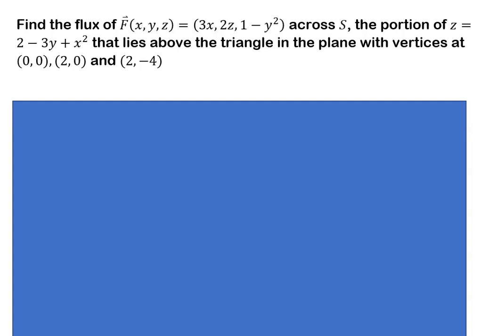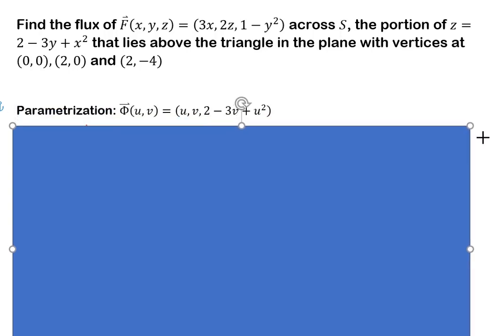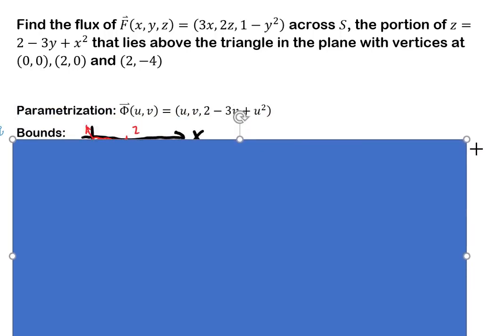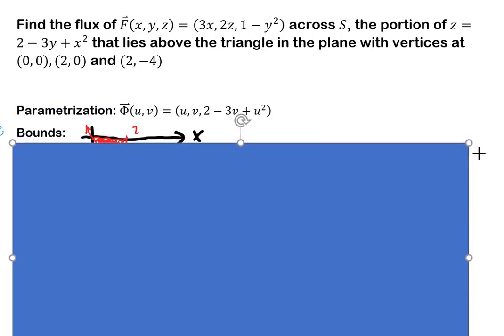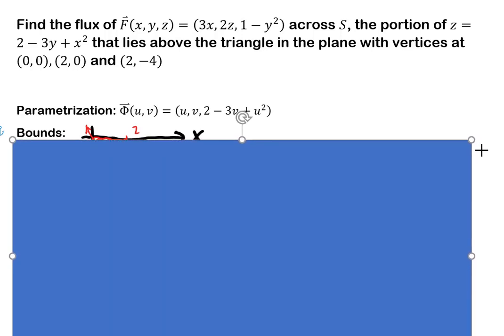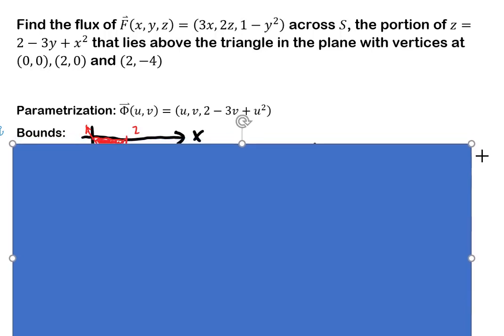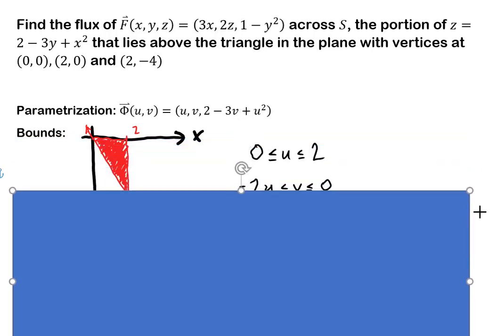We'll see that for the most part, this is going to be the same method, the same number of steps, but we need to do a little bit more work when finding out our bounds. So first thing, as always, we need the parameterization for our surface. Again, this is a function of 2 variables, so the parameterization is nice and easy and straightforward: u, v, 2 minus 3v plus u squared. But here's where the extra bit of work comes in as far as finding our bounds.